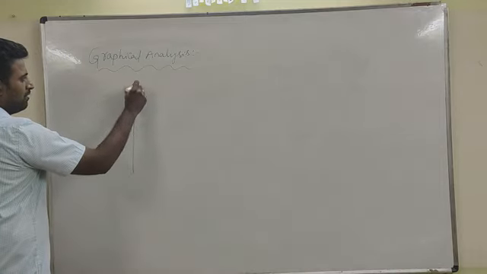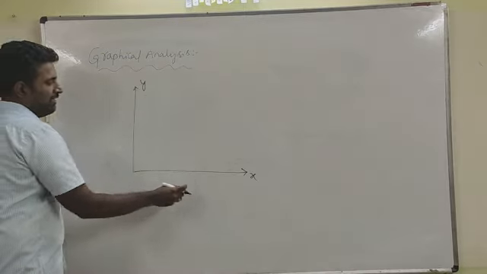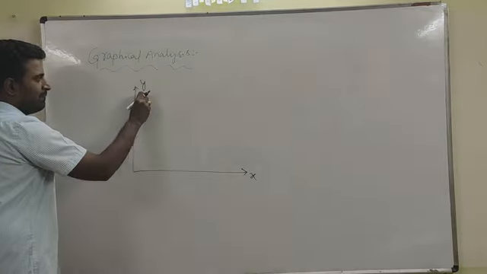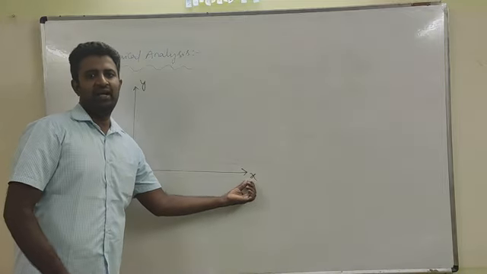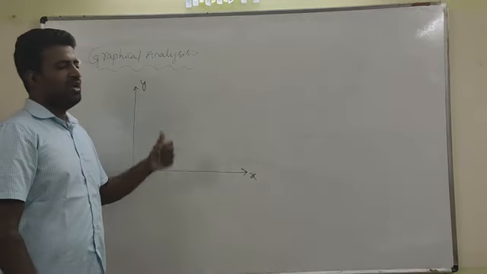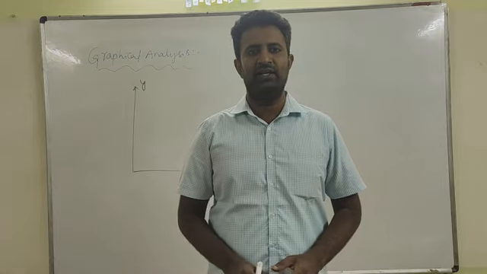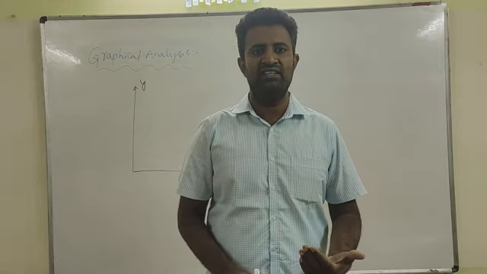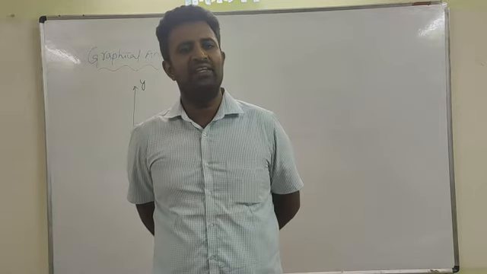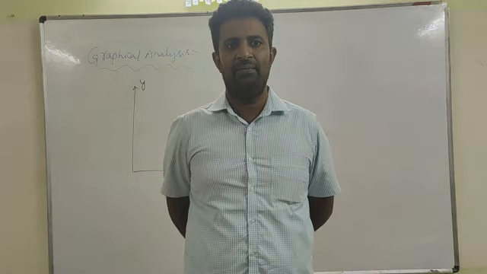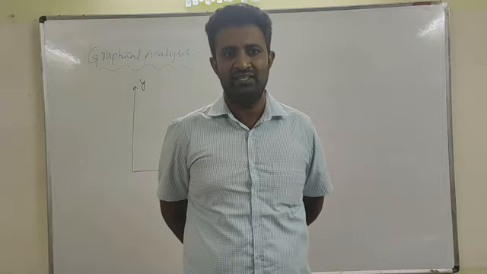We will plot a graph between x parameter and y parameter. X represents a physical parameter, y represents a physical parameter in physics analysis. For example, on x-axis I can take time, on y-axis I can take velocity. Then through the graph I am trying to understand how velocity is changing with time. If I understand how velocity is changing with time, I can estimate the value of acceleration, because change in velocity per unit time will give you the acceleration value.